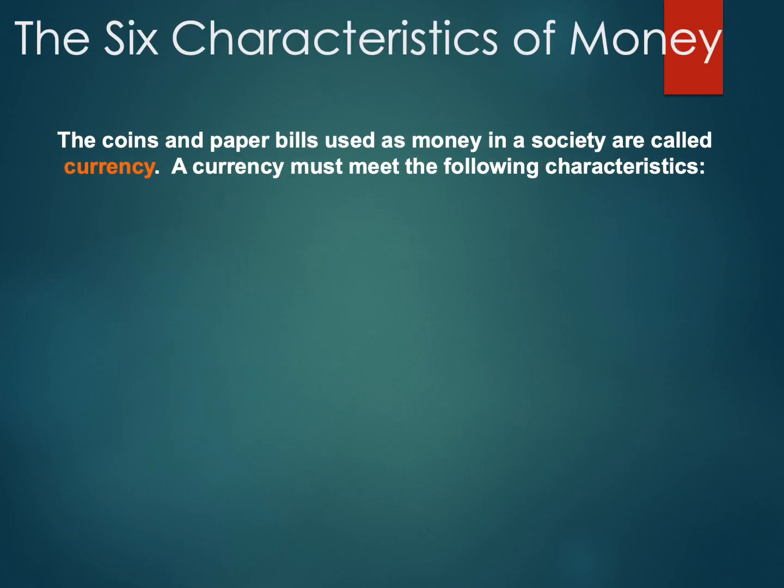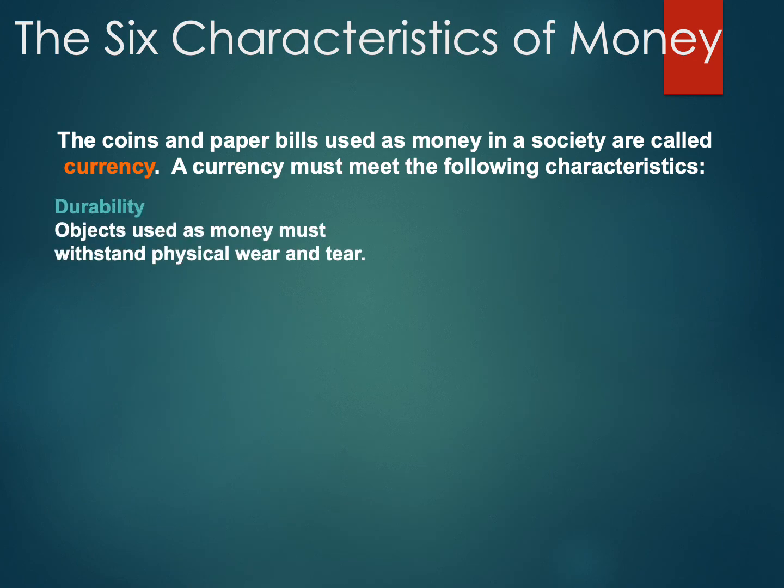Any item that is used as money must have 6 characteristics. And when we're talking about money, what we're really talking about is currency, the coins and paper bills used as money in a society. And throughout history, lots of different objects have been used as currency. But in order to be an effective currency, it must assuredly have these 6 characteristics.